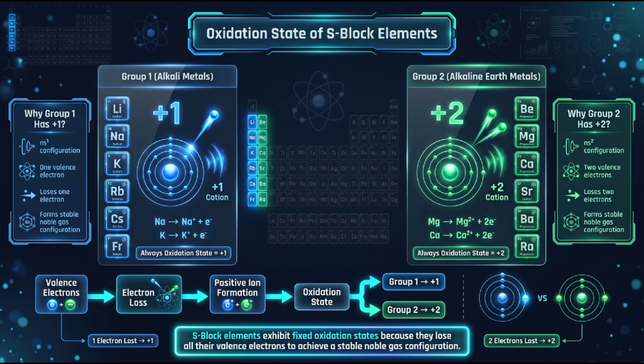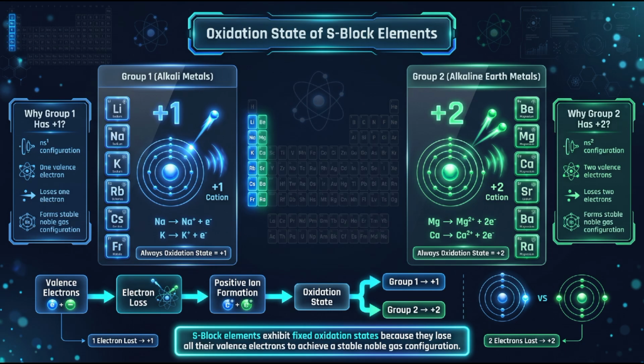It is important to understand the difference between oxidation state and ionic charge. For S-block elements, these two quantities are usually the same. For example, Na+ has an ionic charge of +1, so its oxidation state is also +1. Mg2+ has an ionic charge of +2, so its oxidation state is also +2.